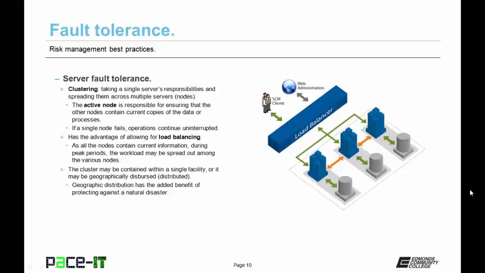Let's discuss server fault tolerance. This mainly involves the use of clustering, which is taking a single server's responsibilities and spreading them across multiple servers. In this situation, the duplicate servers are all called nodes. The active node is responsible for ensuring that the other nodes contain current copies of the data or processes. If a single node fails, operations continue uninterrupted.